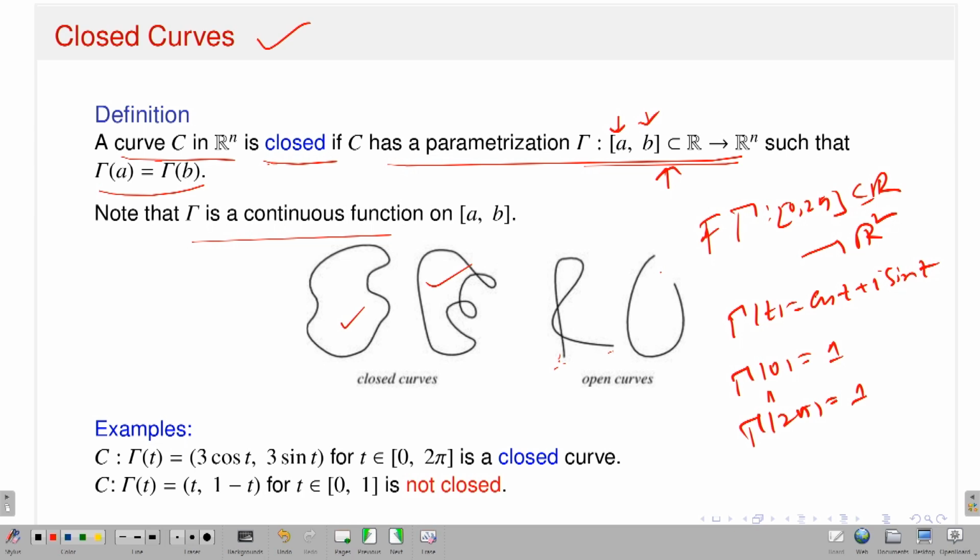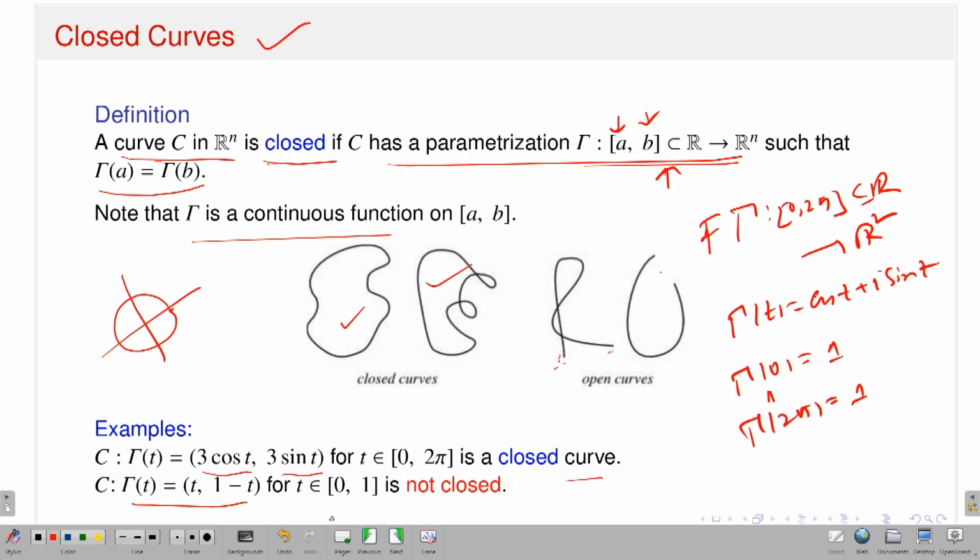So if I draw a picture, it will be like that. Gamma 0 means I am starting with this point and coming around by this. So this is a closed curve. These are two closed curves, but these are open curves. I have given some examples here, of course, the same thing. Gamma t is 3 cosine t, 3 sin t, you can draw a picture. And the value of gamma at 0 and 2 pi both become (3, 0), so therefore it is a closed curve.